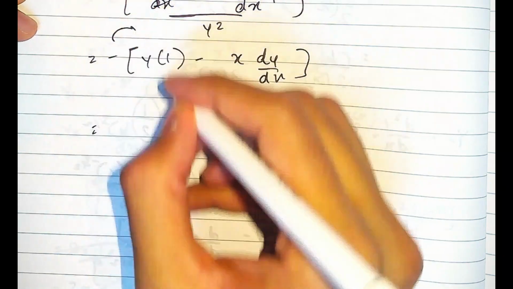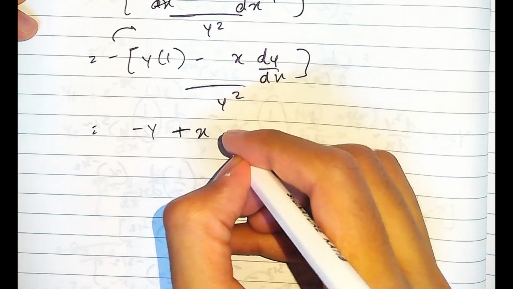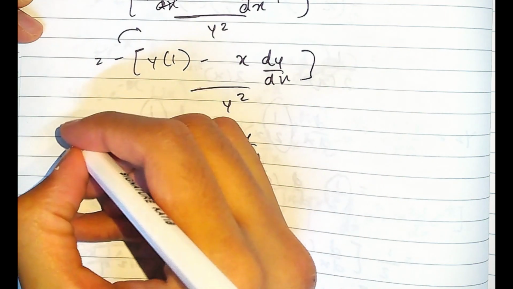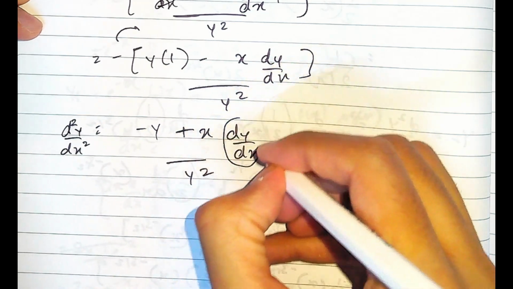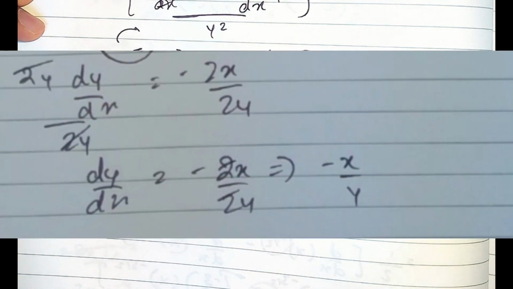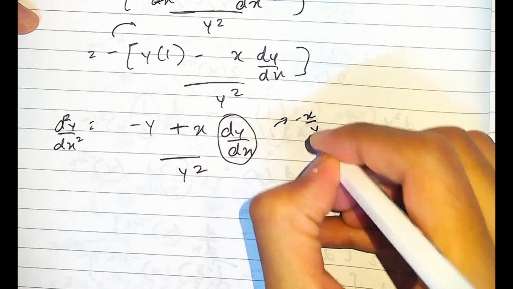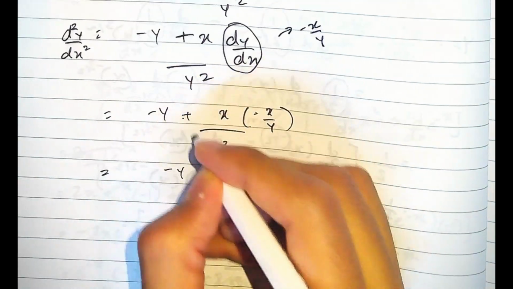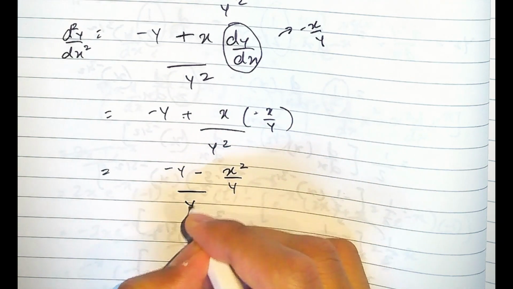Okay, so let's just multiply this negative sign. So we have negative y, minus gives us positive, so minus x dy by dx divided by y square. So we have d square y by dx square over here, and this is dy by dx. Remember, we just found the value of dy by dx. It was negative x divided by y. So let's just put it over here. So it will be negative y minus, plus minus x multiply x is x square divided by y square.